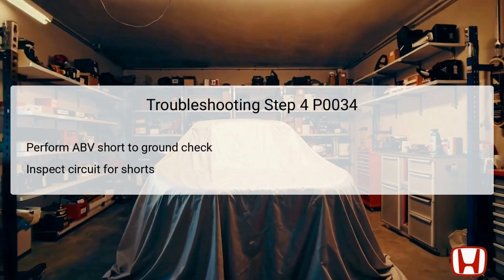The fourth troubleshooting step focuses on conducting a short-to-ground check of the ABV circuit. Before this process, ensure that the PCM connector is also disconnected to prevent unintended damage. After confirming disconnection, you can proceed to measure resistance across the female terminals of the turbocharger bypass control solenoid valve connector. A resistance reading of greater than 1 megohm indicates that there are no shorts to ground.